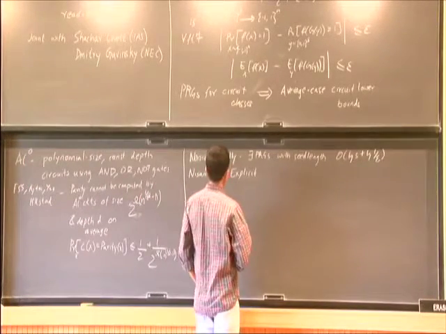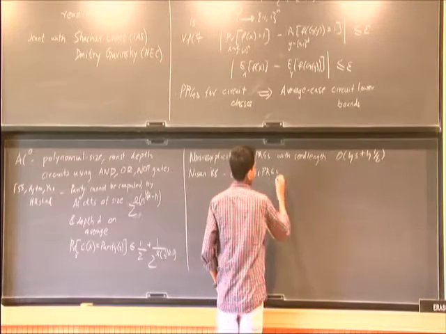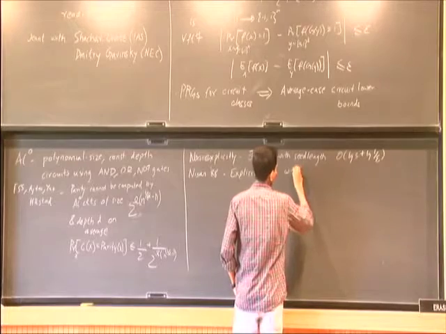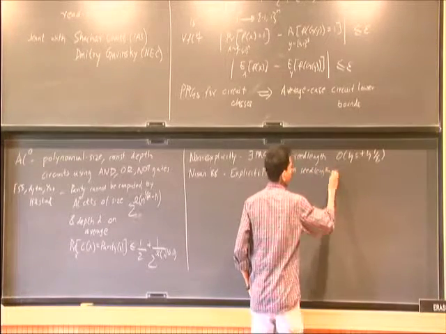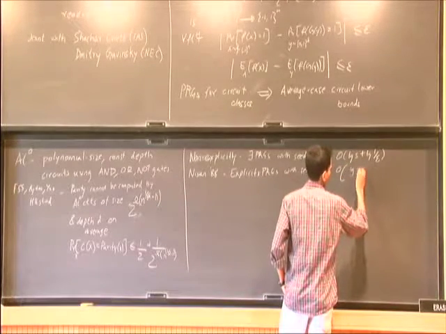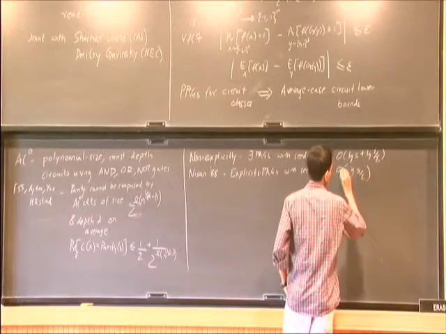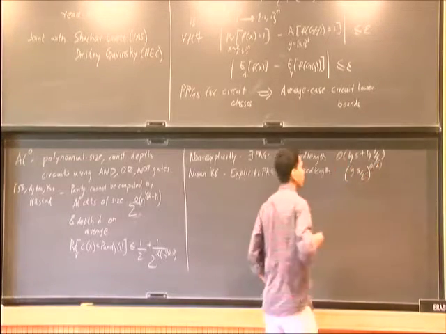So Nisan gave explicit epsilon PRGs with seed length, well, not quite the optimal thing that we'd hope for, but something like (log S over epsilon) to the order d.